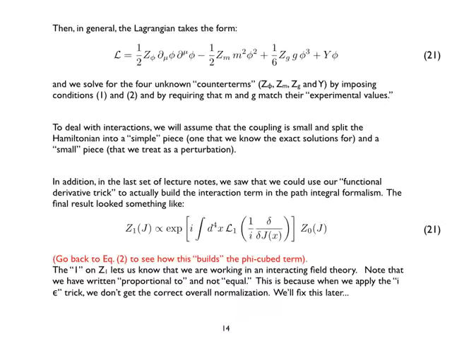We also mentioned that we have 4 unknowns, the 4 counter terms, the 3 z's and the y, but we only have 2 conditions, the VEV condition and the single particle condition. So we have to rely on experimentalists to give us the other 2 conditions, which are the value of the mass of our particle and the value of the coupling. That gives us 2 more conditions, and we'll see how we use those values to determine these counter terms.